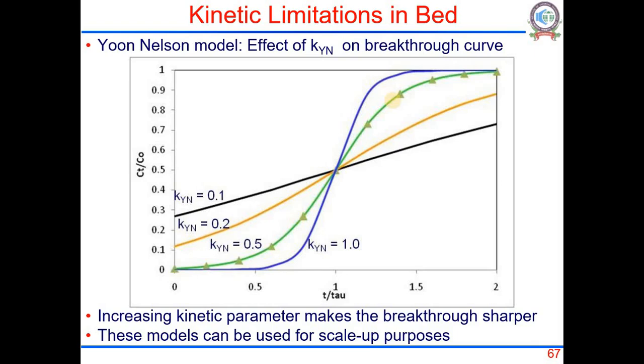Then you can use this kinetic parameter to calculate the breakthrough time. Or if you know that you want a breakthrough after, let's say, 24 hours, you want the whole column to operate for 24 hours, then you can calculate what would be the length of the bed at the plant scale. So this is how we would use these models.